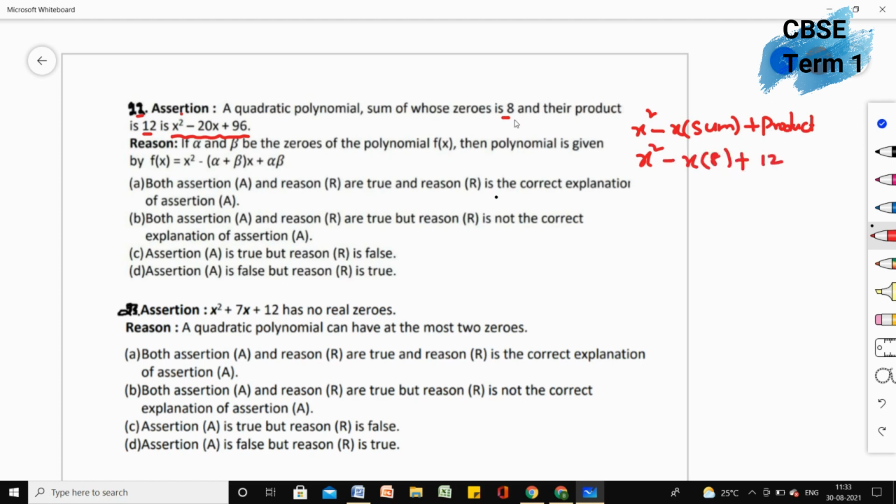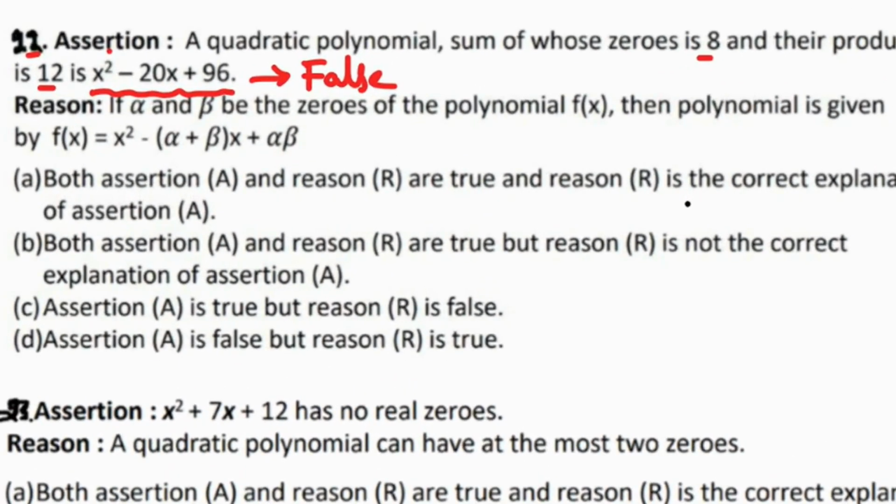Don't add, because in the question they have not given zeros. They have given the sum and product. So the polynomial is x square minus 8x plus 12, whereas in the assertion the quadratic polynomial is given as x square minus 20x plus 96. Therefore the assertion is a false statement. We'll see the reason now.